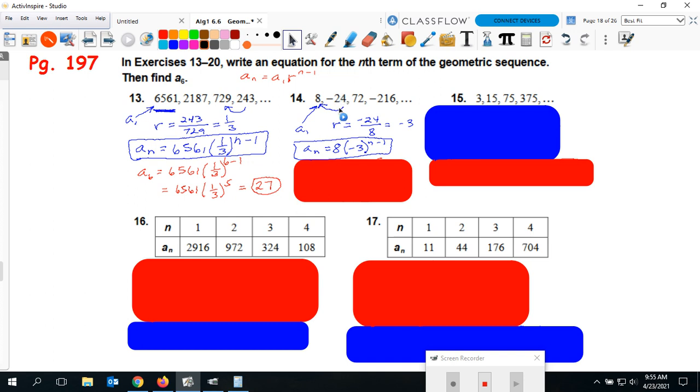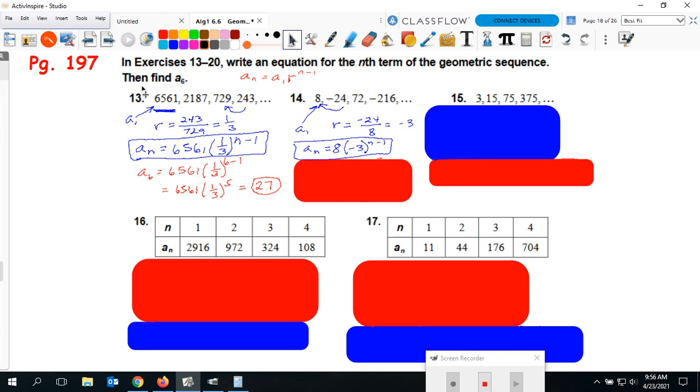You could also do it this way. You could put negative 24 over 8, and you can see negative 24 divided by 8 is a negative 3. Either way, you want to see your common ratio is negative 3. So a of n equals 8, your first term, and then in parentheses, negative 3, and then just n minus 1. That's the first part of what they ask us here, to write an equation for the nth term of the geometric sequence. So that's our answer to the first part.